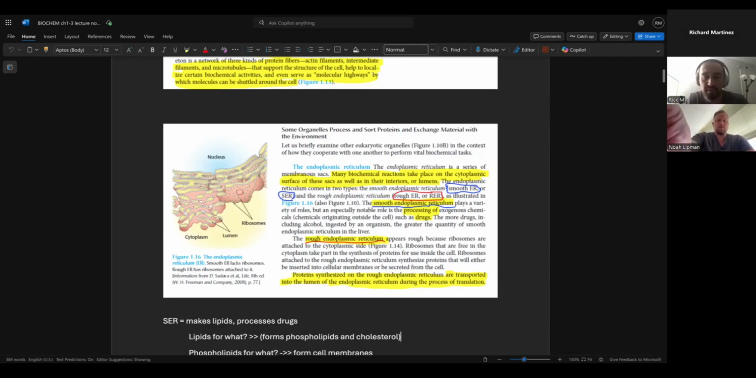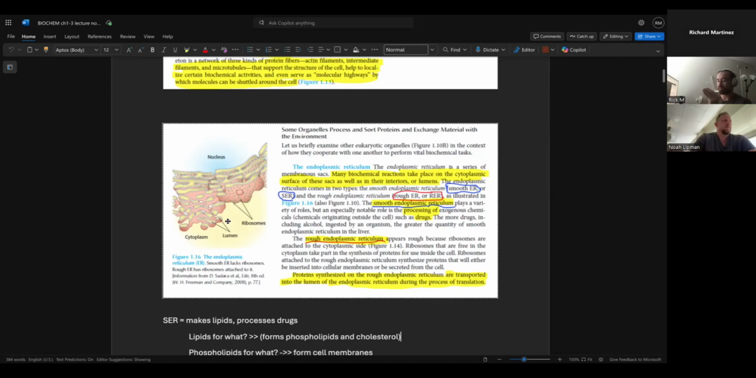Okay, but mainly I just want to show you a little picture. This rough ER has these little studded things. Can you see my mouse? Again, just checking. Okay, rough ER, these would be these little ribosomes, these little green dots. Lumen. I would say this is a good point to stop for a second. Lumen, it's just the inside of the ER.